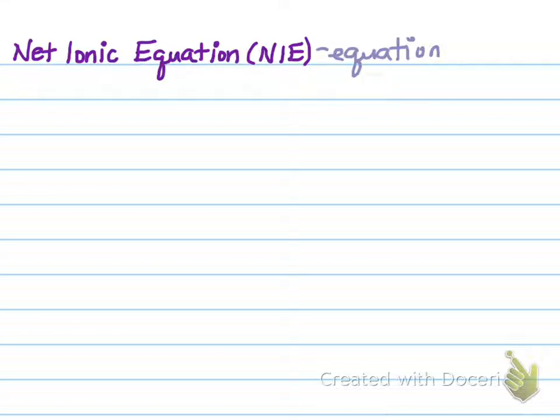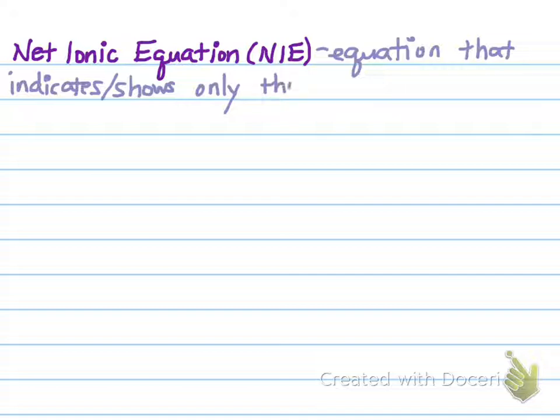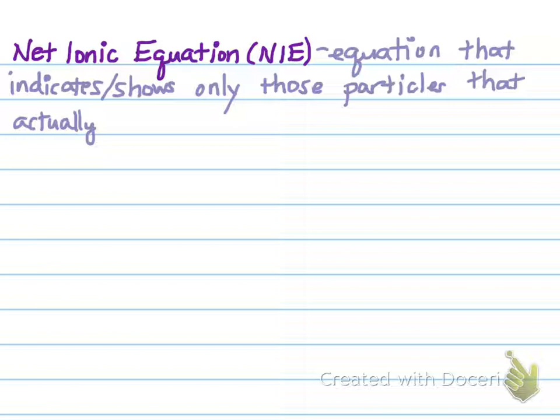Okay, so a net ionic equation is an equation that indicates or shows only those particles that actually take part in the reaction.